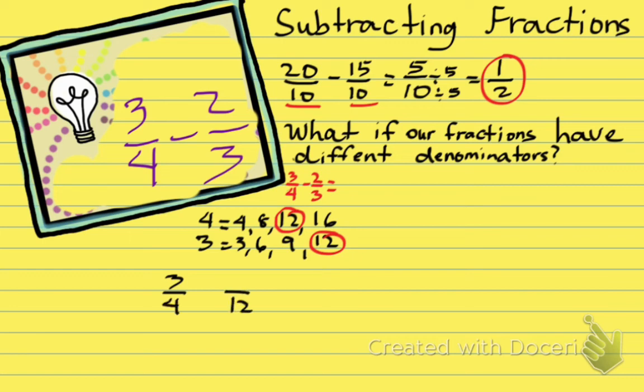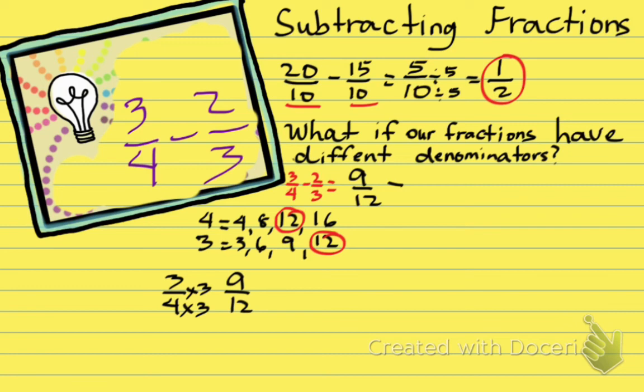So what do I do to 4 to get to 12? So I multiply it by 3. The same with your numerator also. So 3 times 3 is what? 9, and 4 times 3 equals 12. So 3/4 is 9 over 12.